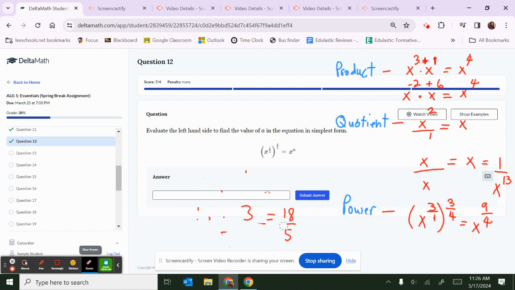Okay. So for this one, guys, what rule am I going to use? Product, quotient, or power rule? I'm going to use power rule, all right? Why am I going to use power rule? Because I see an exponent on the inside and on the outside, okay? So with power rule, we're going to multiply the exponents, all right? And again, don't get confused with product rule, okay?